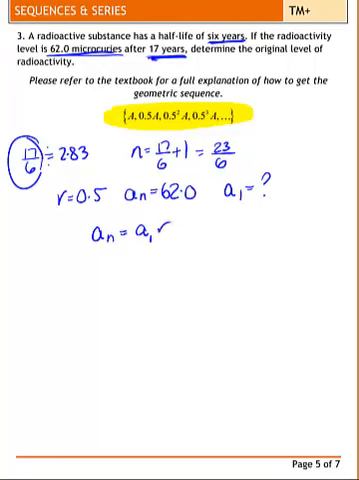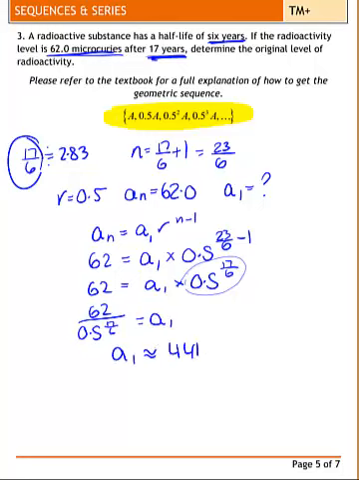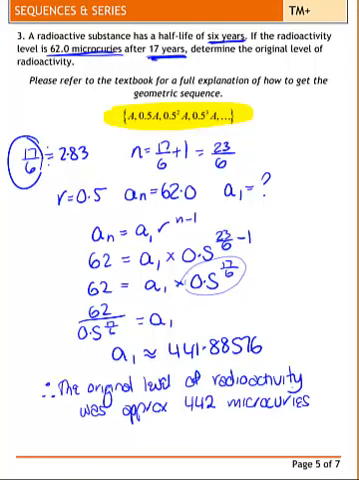So write out your formula, plug in what you've got. A1 we don't know, times r 0.5, n is 23 over 6, and I will take one away. So this becomes 62 equals A1 times 0.5 to the power of 17 over 6. I'm going to divide both sides by this. So I get 62 over 0.5 to the 17 over 6 equals A1. Plug that into your calculator and you get A1 as approximately 441.88576. Finish with a therefore statement. So I end up with the original level of radioactivity was approximately 442 microcuries.